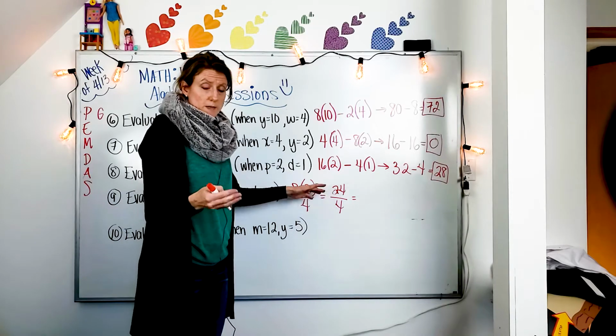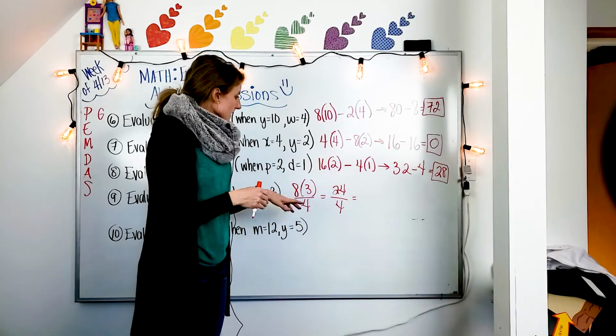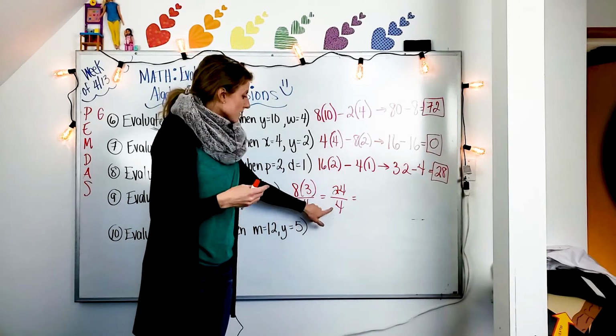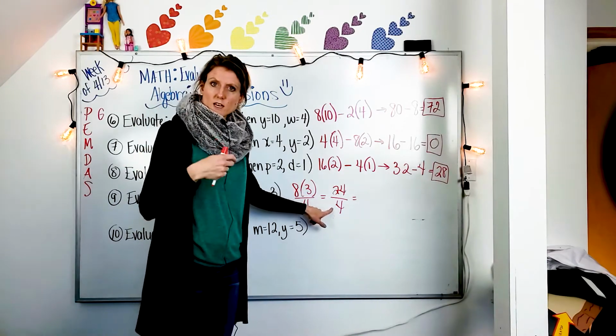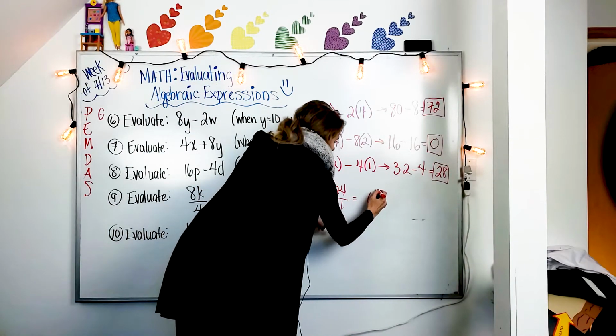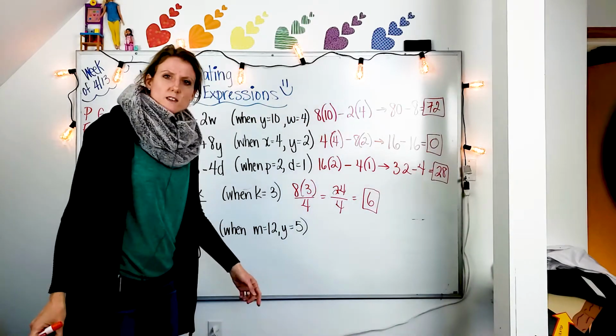Or 24 split into 4 equal groups. If you've got 24 cookies and you've got 4 kids, how much will each kid get? 24 divided by 4? 6 for each child.